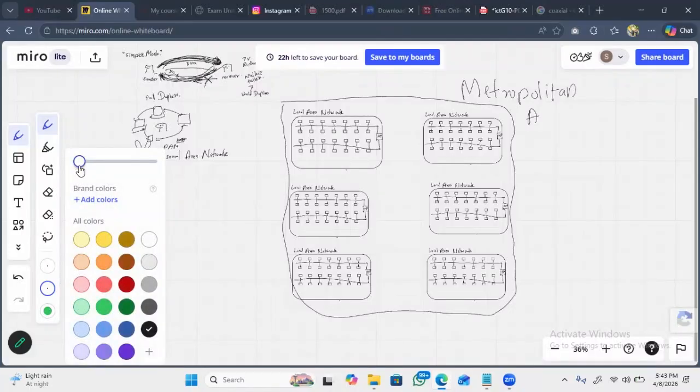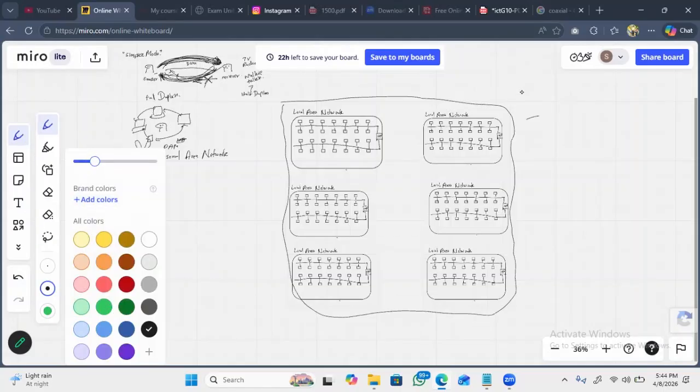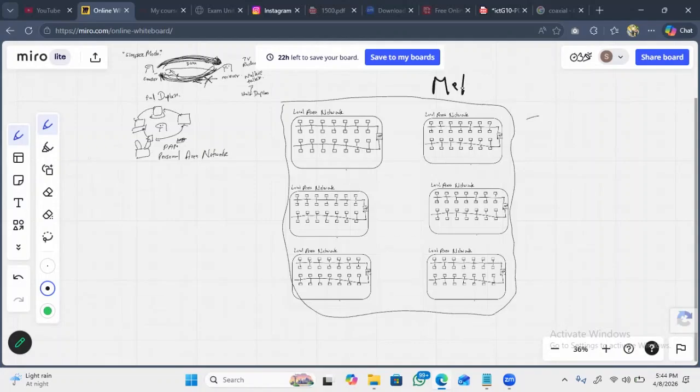This becomes a metropolitan area network, a bigger one, city level, right?